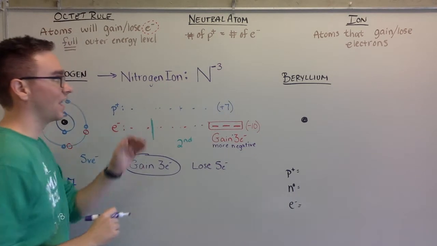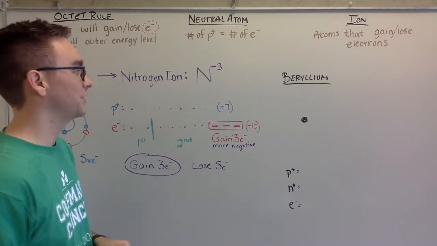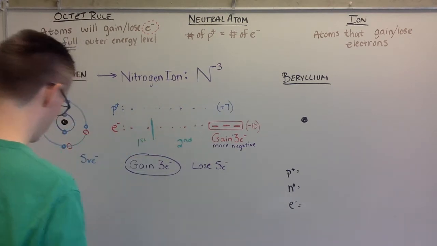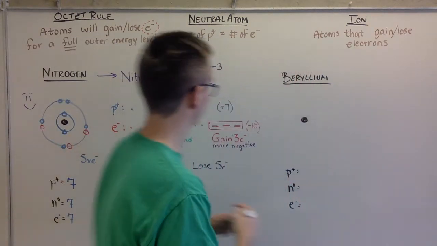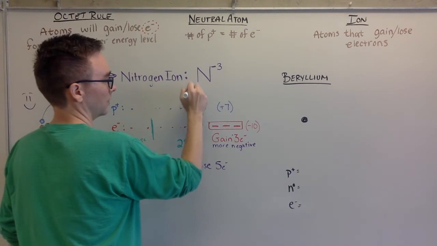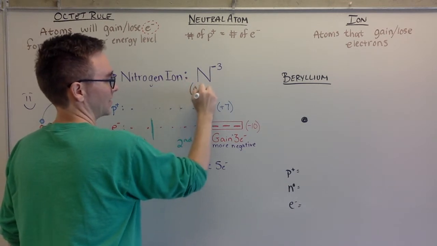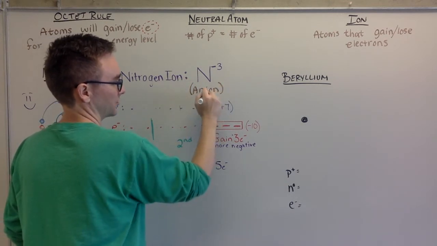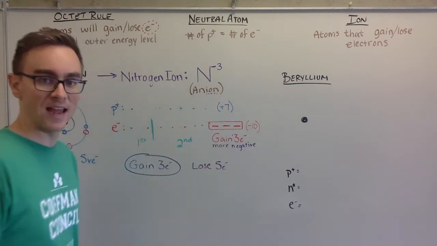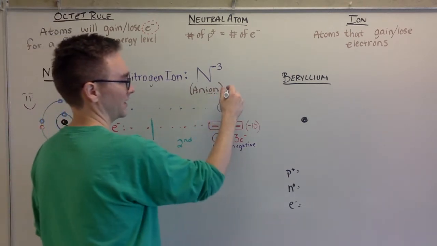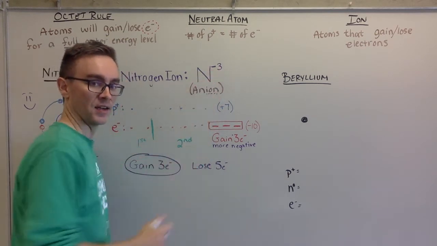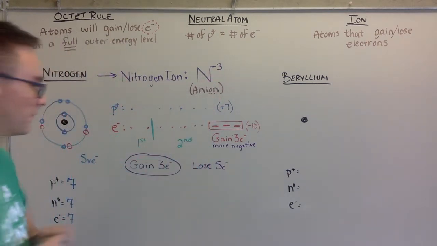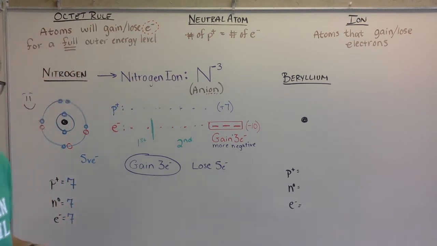More specifically, a negative ion is called an anion. I'm running out of colors here that I can use. All right, this is called an anion. Notice it's got the word ion in it. An means negative. This is a negative ion. All right. That was a little tricky. All right, let's try another example.